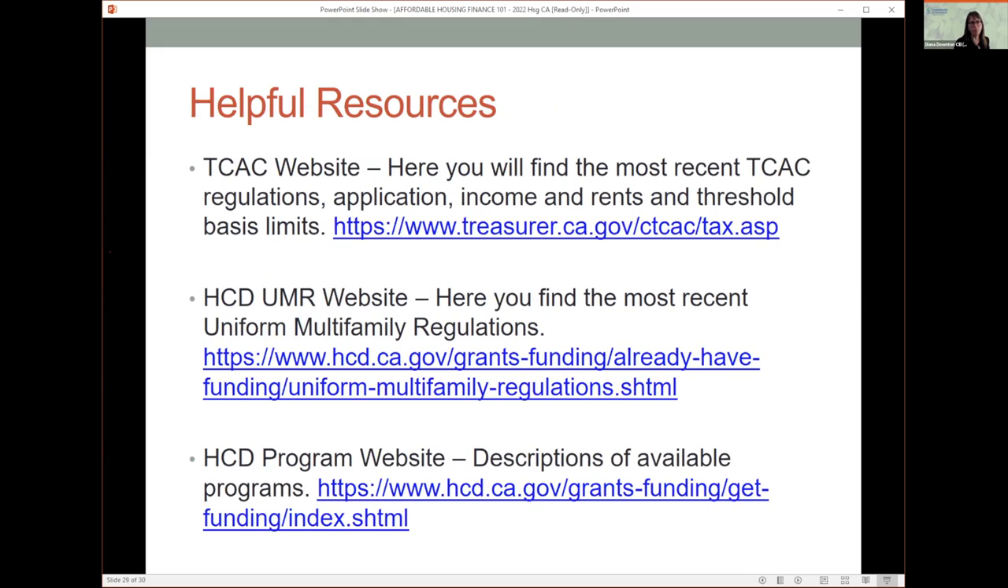So some helpful websites: TCAC, HCD. There's a lot of, again, kind of tedious information, but it's important to read them. Read the Uniform Multifamily Regulations, which is HCD's underwriting requirements, and the TCAC regulations. They have a lot of the information about TCAC underwriting. So it's good to be familiarized with these documents.